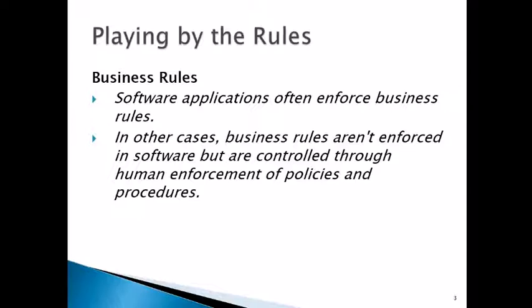In other cases, business rules aren't enforced in software but are controlled through human enforcement. For example, when you come to the bank, you have to follow a particular protocol: for opening a bank account, you have to go to a particular person. For retrieving your amount, you have to go to the cashier. For paying different bills, you have to go to a different person. These are not mentioned in the software applications, but these business rules are enforced by the policies. Or when you go into the bank, you have to stand in line to get your work done. So these are the policies and procedures that are enforced through human involvement.